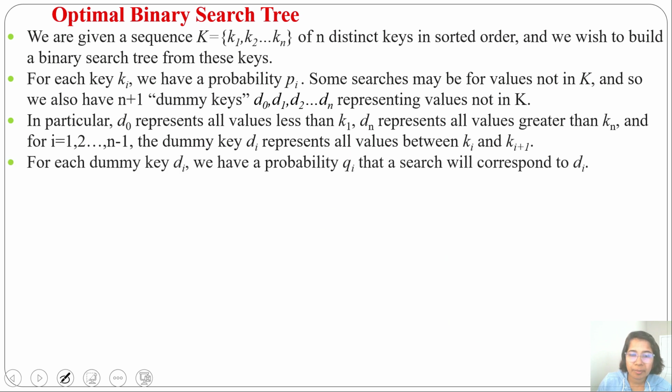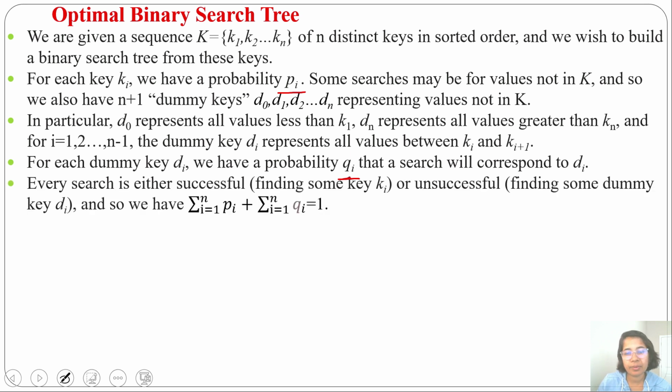For each dummy key, we also have probabilities, it's Qi. For keys, probabilities Pi, and for dummy keys, probabilities Qi. So every search is either successful or unsuccessful. We can say sum of i equals 1 to n Pi plus sum of i equals 1 to n Qi equals 1. Pi for successful search, Qi for unsuccessful search.